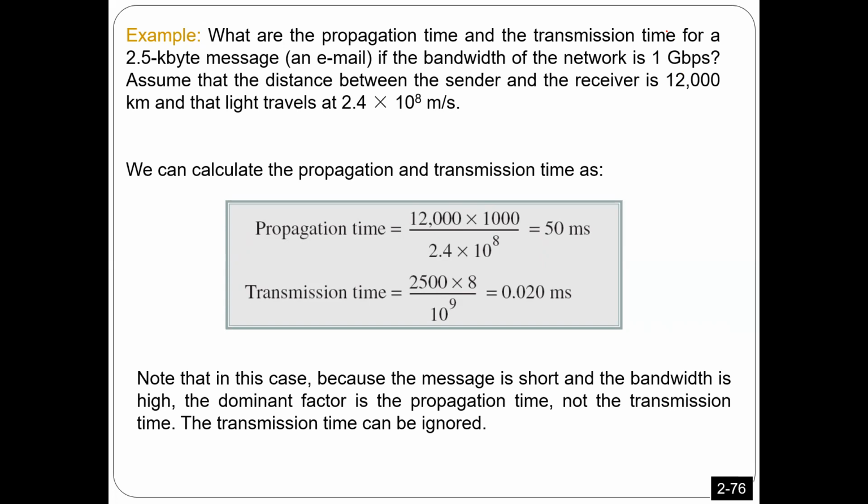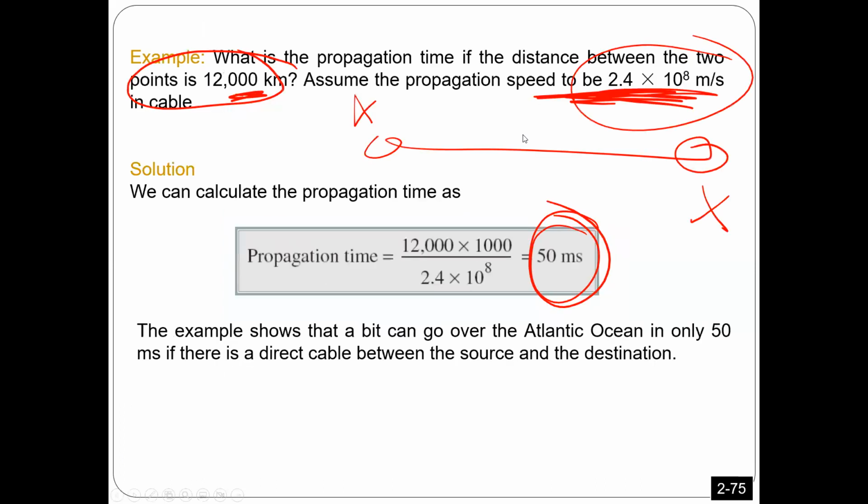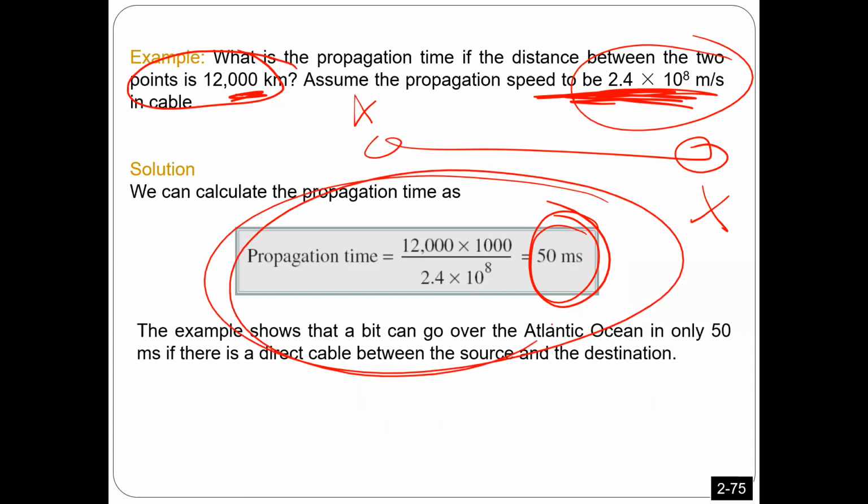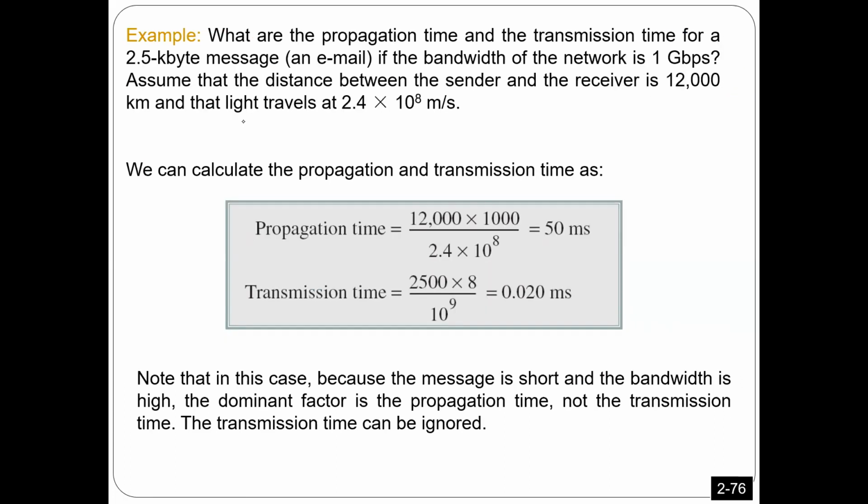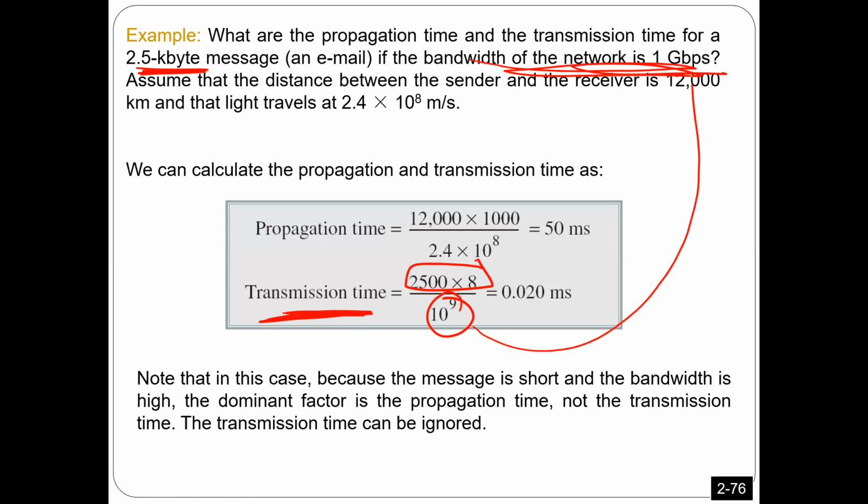Here it's exactly the same scenario, using 12,000 kilometers and this speed, but I'm going to add one more delay. Now I want to transmit a message, and this message is 2.5 kilobytes. This is the bandwidth of the network, one gigabit per second. You can calculate the transmission delay or the transmission time. The transmission time is the size of the message divided by the transmission speed, or the bandwidth.